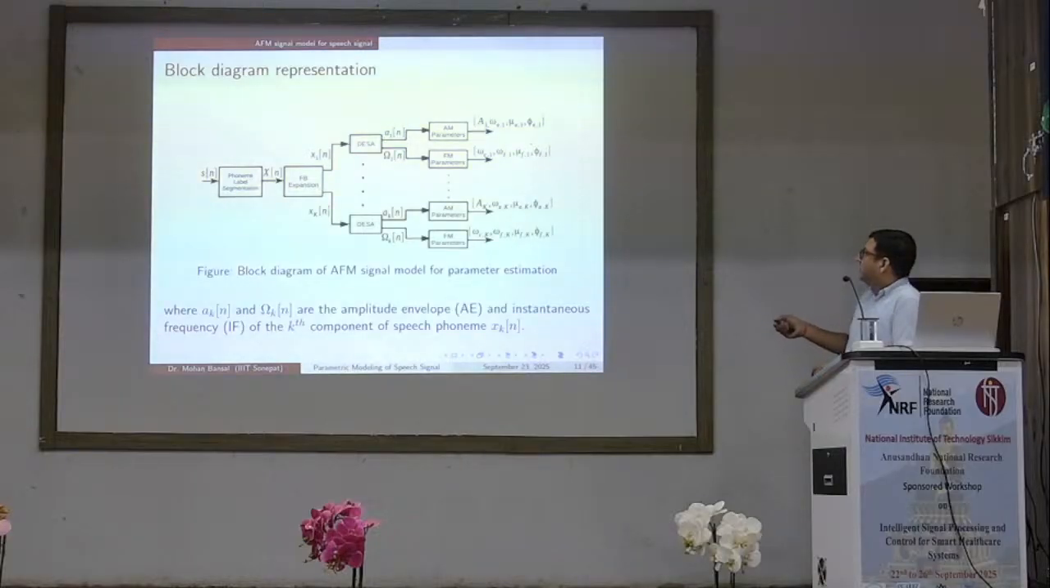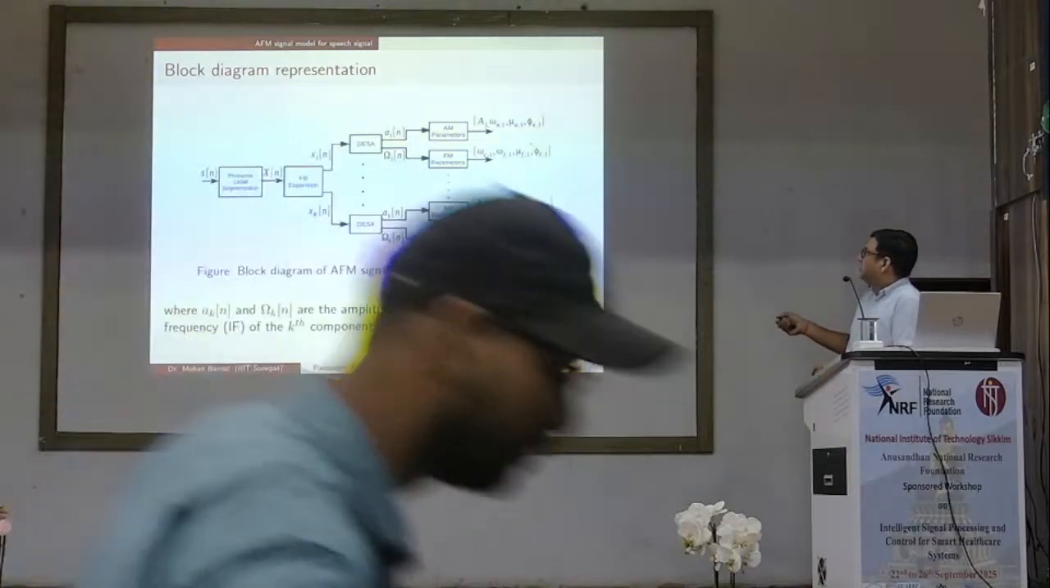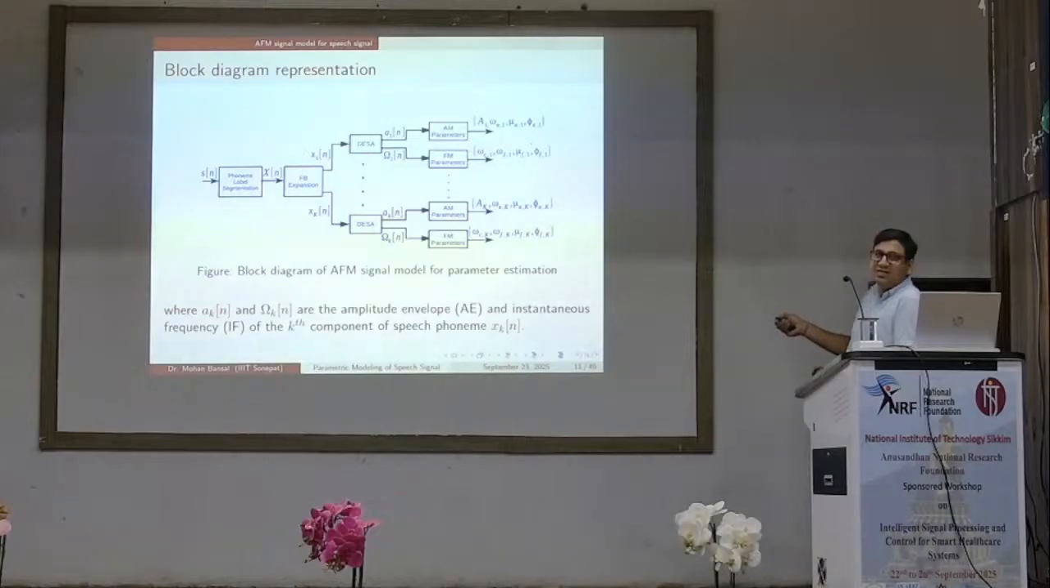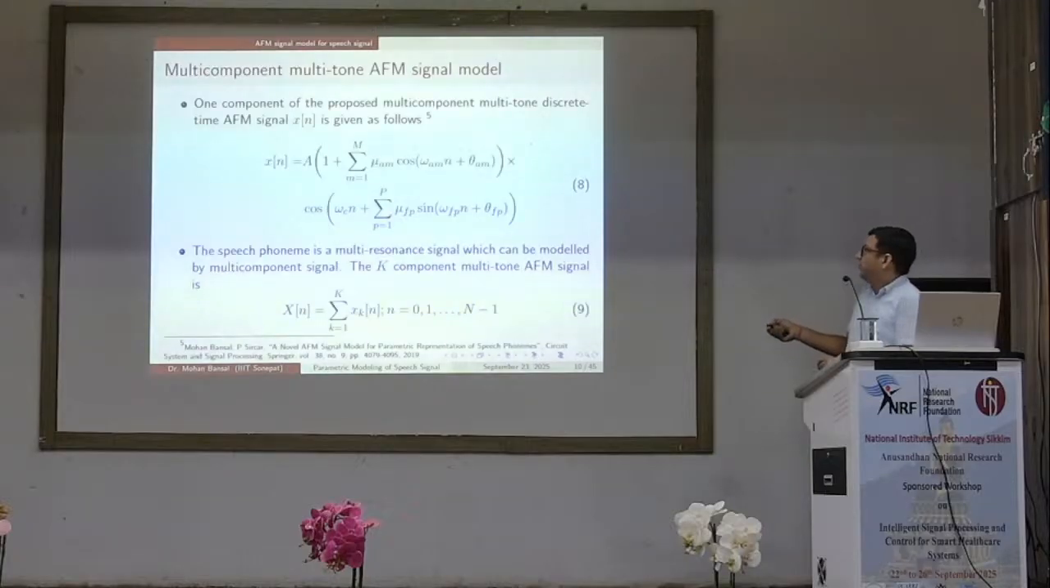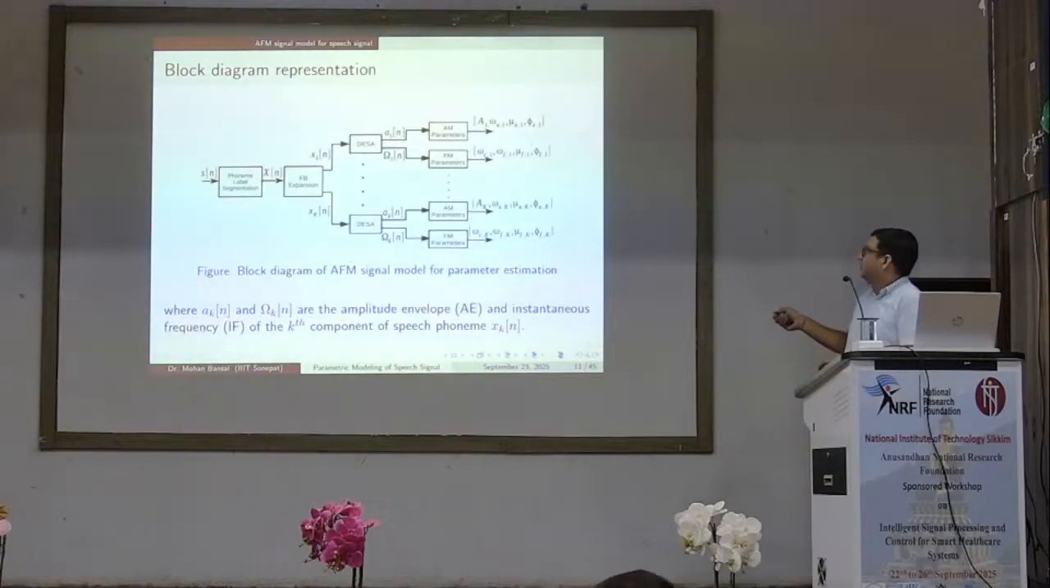After that, from here, what is this? A1n. What is present in the A1n? In the An, this is the amplitude envelope. What is present in the amplitude envelope? The amplitude envelope consists of amplitude A, mu A, which is the modulation index of the AM part, omega A, which is the modulating frequency of the AM, and theta A, which is the modulating phase of the AM. So that can be extracted as the AM parameters A1, omega A1, mu A1, and theta A.